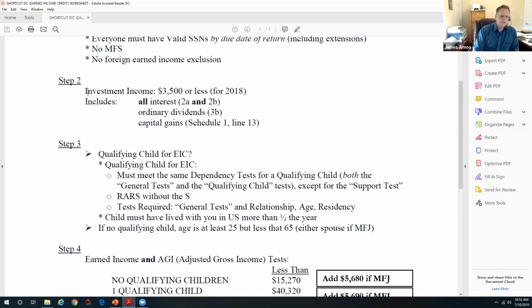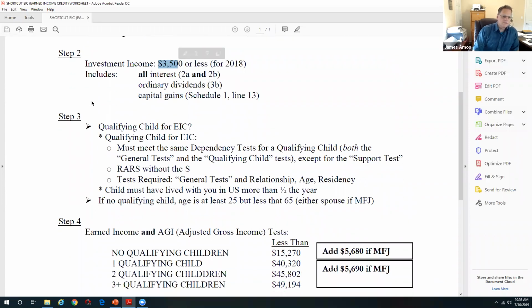Step 2 is simply the investment income test. $3,500 is your limit. What do you include in that? All your interest, taxable and non-taxable, ordinary dividends only, and capital gains. Add all that together. If it's less than that amount, you qualify under step 2.